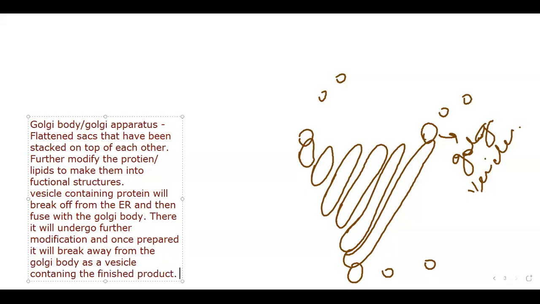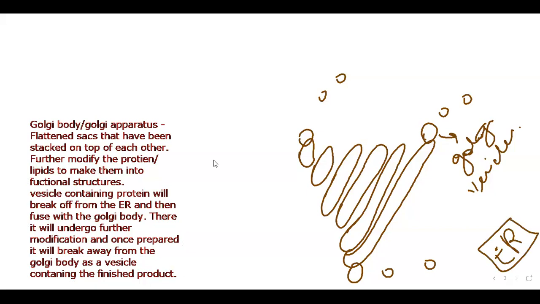So first, what's going to happen? I have my endoplasmic reticulum over here. A vesicle containing that protein will come from the endoplasmic reticulum and go to the Golgi body and fuse with it. Over there, the protein is going to undergo modifications until it turns into the complete protein structure that you and I are looking for. Once that modification is done, the vesicle will again break away from the Golgi body. It will move away from the Golgi body.